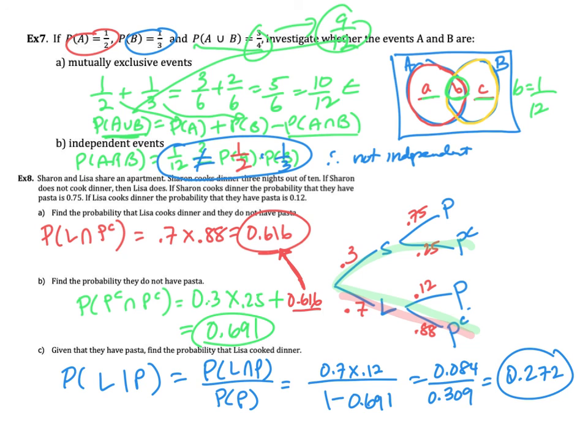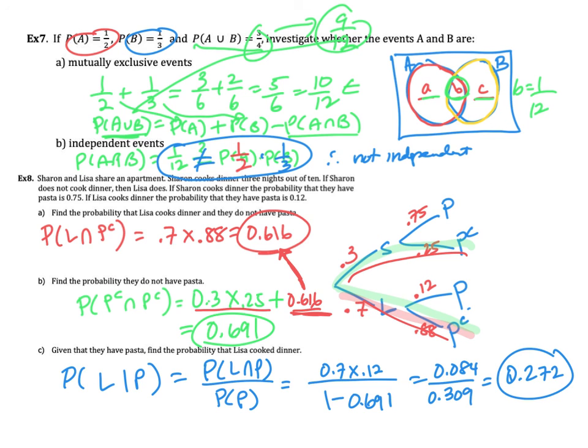All right, did you get these answers? Lisa and not pasta is 0.7 times 0.88, which is 0.616. Not pasta, that's going out, right? Not pasta. So we already did Lisa and not pasta, so we just have to add on Sharon and not pasta, so we get 0.691.